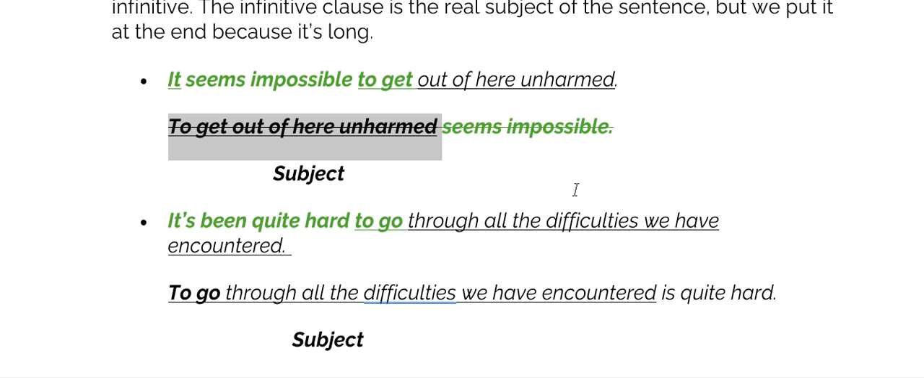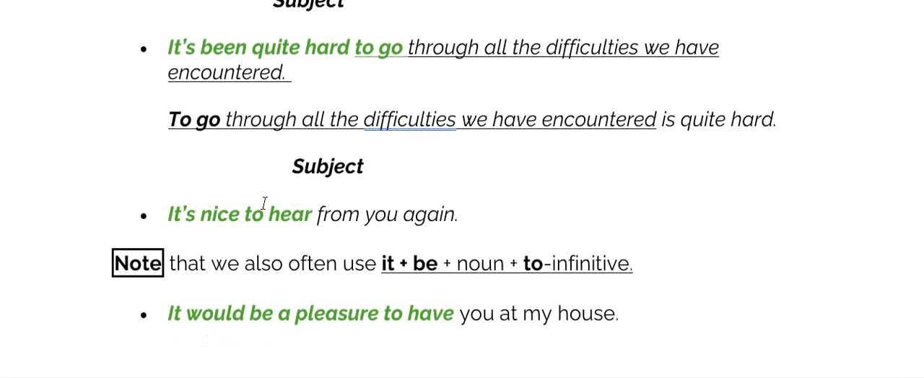So we prefer to put it at the end position, to get out of here unharmed, and start our sentences with the preparatory subject, it. Another example. It's been quite hard to go through all the difficulties we have encountered.